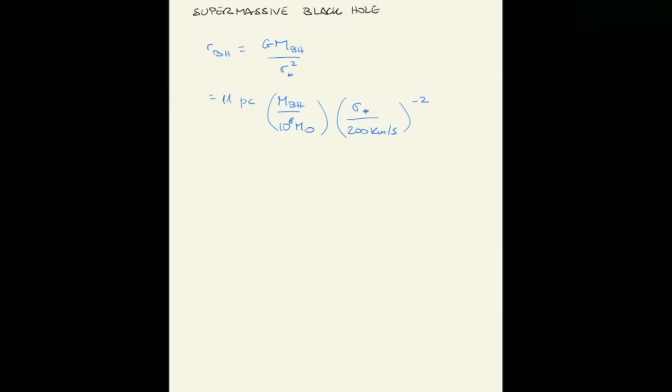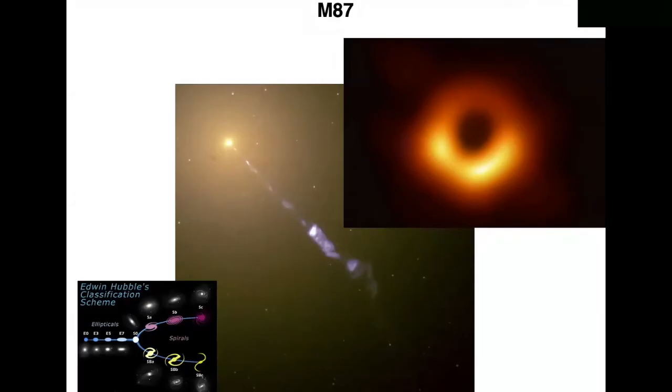The first good evidence for a massive black hole in the center of a galaxy was from M87. So this is M87. You see the central luminous object and the relativistic jet. This is Hubble's tuning fork galaxy classification. M87 is an E0 galaxy and became very, very known to the general public also last year because the Event Horizon Telescope imaged the event horizon of the central supermassive black hole.